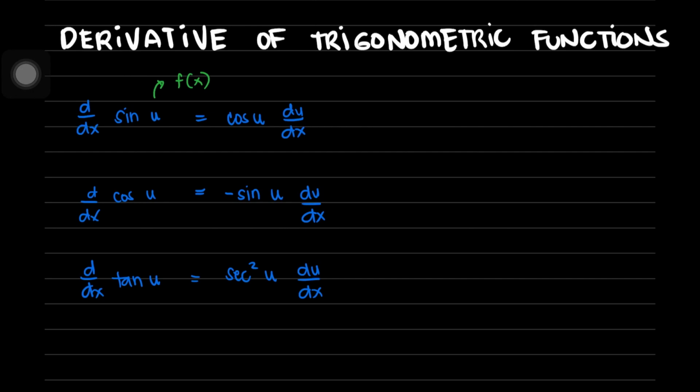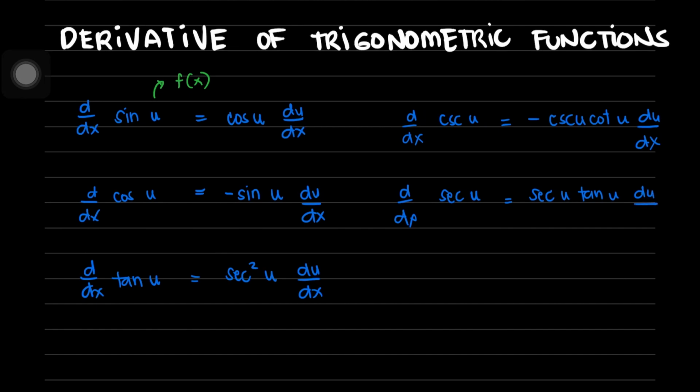For the derivative of cosecant of u with respect to x, this would now be equal to negative cosecant of u cotangent of u du over dx. For the derivative of secant of u with respect to x, this would now be equal to secant u tangent u du over dx. And finally, for the derivative with respect to x of cotangent of u, where u is a function of x, this is now equal to negative cosecant squared of u du over dx.